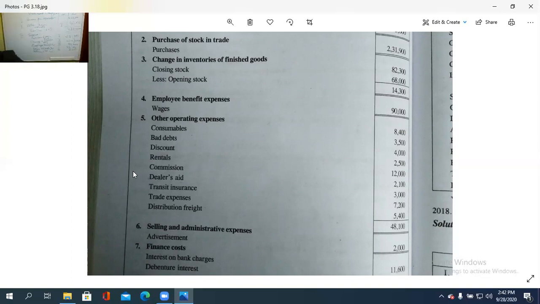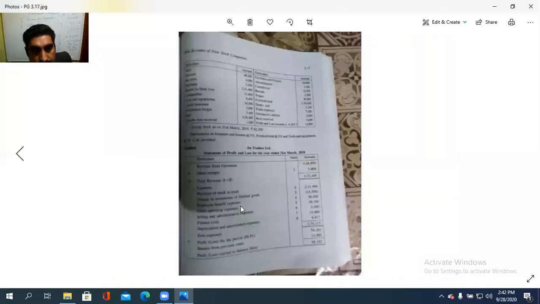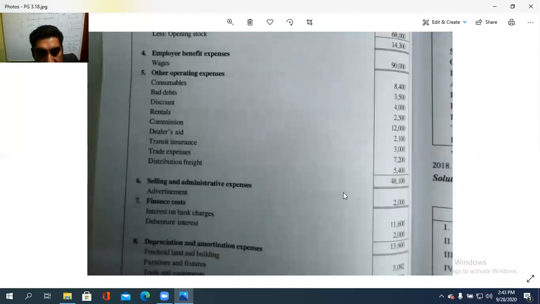Then comes finance cost. All the expenses are written together. Okay, so finance cost: there is debenture interest and interest on bank charges. Interest on bank loan is 11,600 and 2,000 for debenture interest. That we will check here. See, debenture interest 2,000 is there. Interest on bank loan 11,600 is there. That too should be added up, and then we got it. Finance cost, that is 13,600.